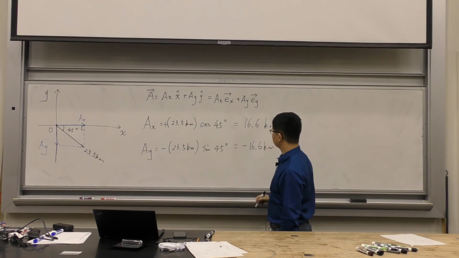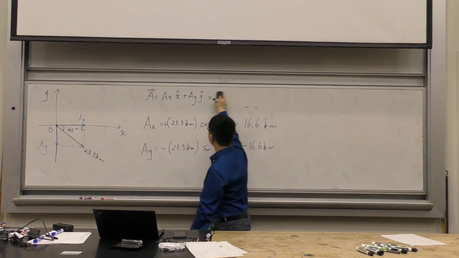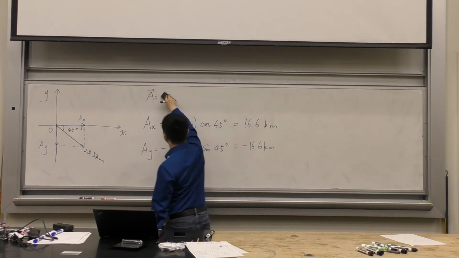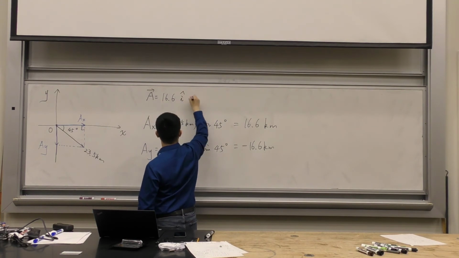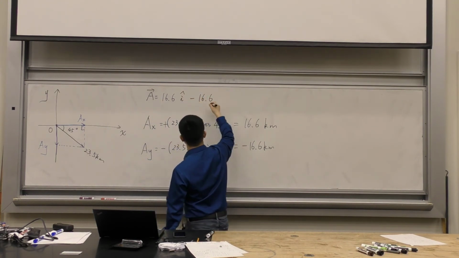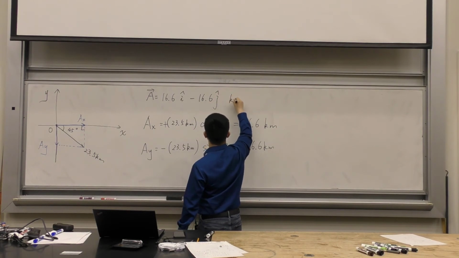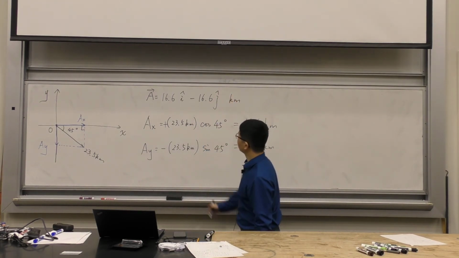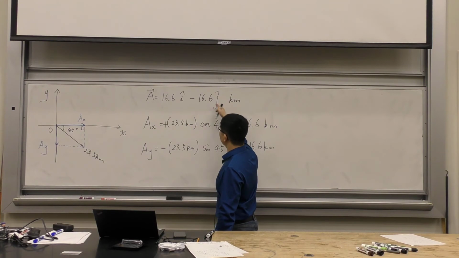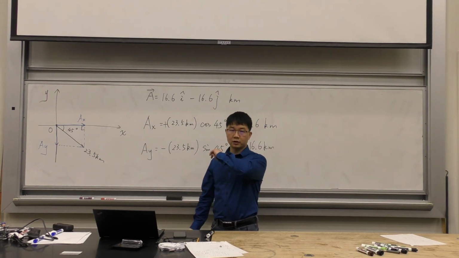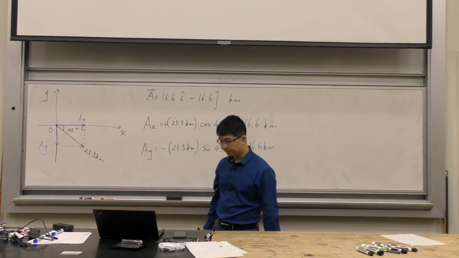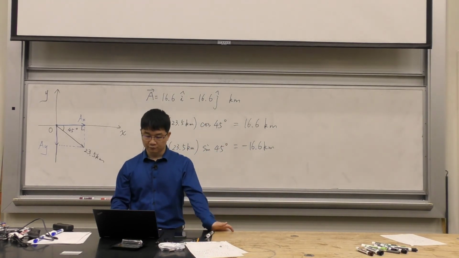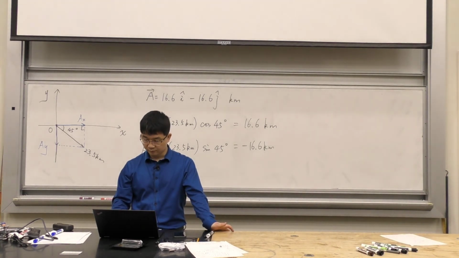So this A vector, if I want to write it, I write it this way: 16.6 I hat, and then negative 16.6 J hat kilometers, right? If you know what I hat means, what J hat means, what the negative sign means, I show you this, you know everything about this vector, okay? Very clear. That's why we use symbols in physics. We don't write a lot of words. So that's the first part.